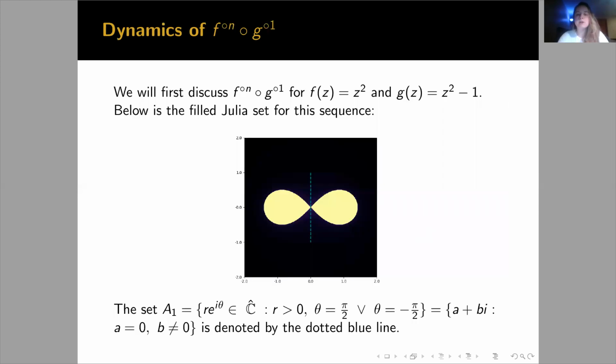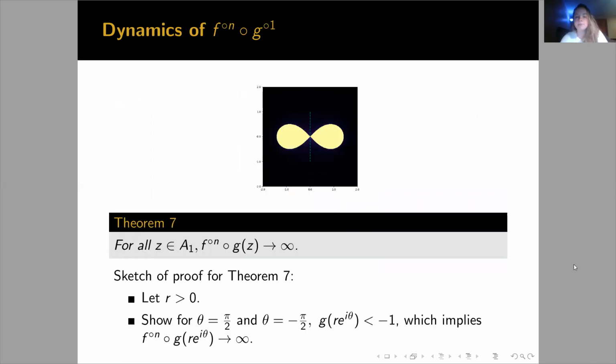So we will first look at f^n of g^1 for f(z) equals z squared and g(z) equals z squared minus 1. On the slide, you can see the Phil-Julia set for this sequence, which is created using the program I wrote. And notice how around 0, it pinches, and all the points above and below 0 are part of the unbounded component, meaning they go to infinity.